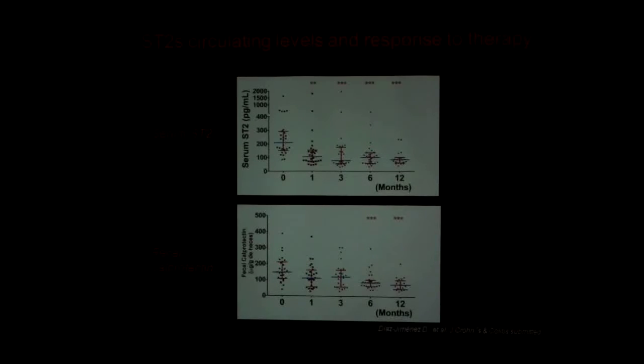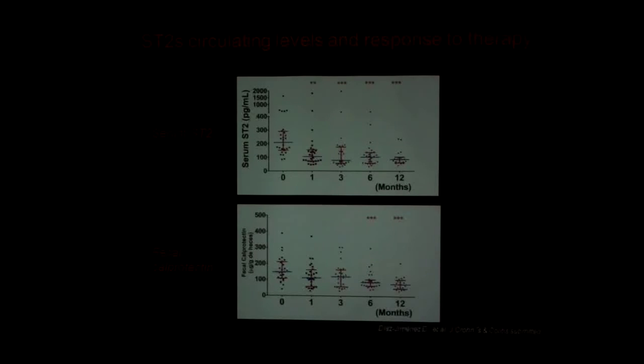So what we see is that the serum levels of ST2 around the 12 months show a nice decrease with the follow-up of the patients. You can see the higher levels of the molecule in the plasma, but they decrease along the follow-up. We found a significant difference up to 1 month, when they start responding to the treatment. But we didn't see the same pattern with the fecal calprotectin. Only at the end of the follow-up could we detect a difference.